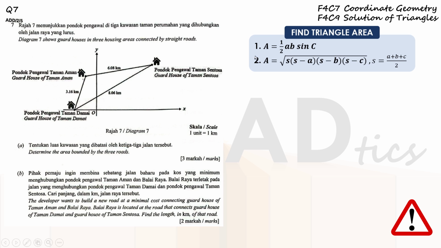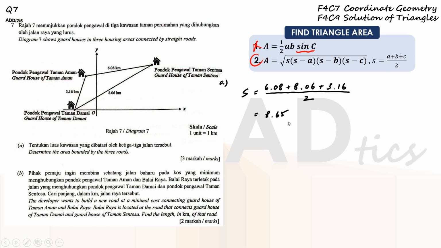Either the first one or the second one, which is known as Heron's formula. Here we only have the lengths, so we cannot use the first one because it requires the angle, right? So we can't use this one, so we use the second one. Let's calculate the S first. Add all the lengths and then divide by 2, which is 8.65.